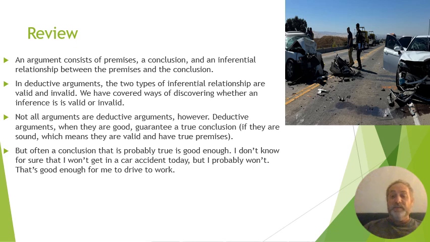An argument consists of premises, a conclusion, and an inferential relationship between the premises and the conclusion. And that's the part that's not always on the page if you see an argument, but it's always there. So we saw that in a deductive argument, we can call the inferential relationship either valid or invalid. And we defined valid as, if the premises are true, the conclusion has to be true. Or if it's possible for the premises to be true and the conclusion false at the same time, then it's invalid.